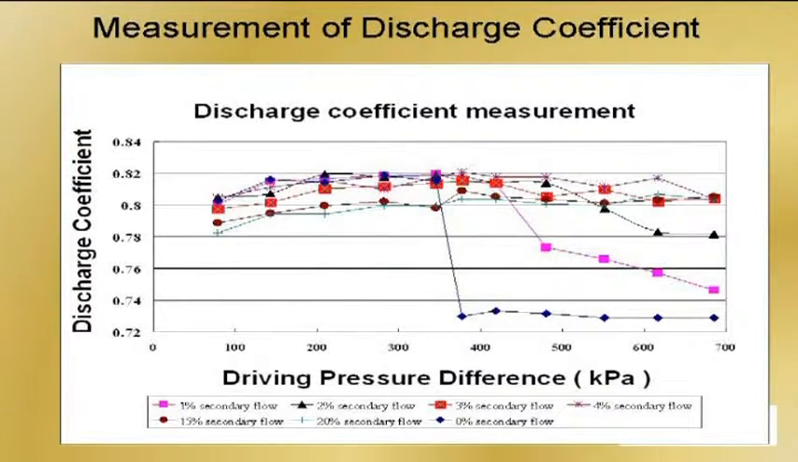This was the discharge coefficient measurement. I wanted to point out that the blue triangle here is 0% secondary flow, so that's just a plain orifice. And you have the traditional drop here with hydraulic flip, right here around 380 kilopascals. And as we turn on, this pink square is the 1% secondary flow. So as we start to put in some of this secondary flow, discharge coefficient is altered.